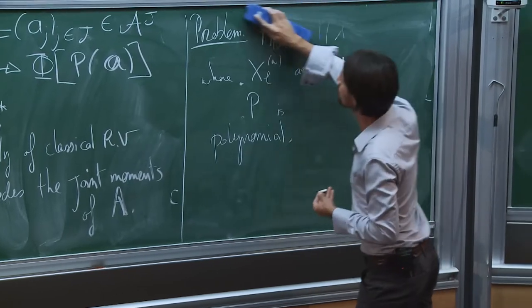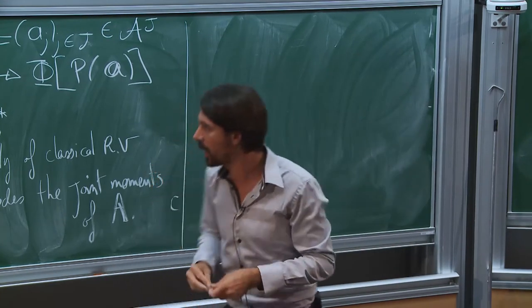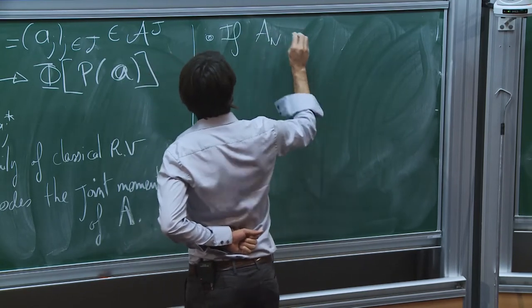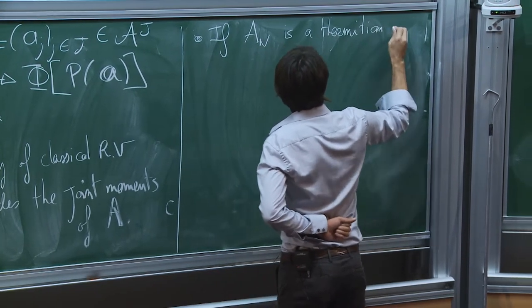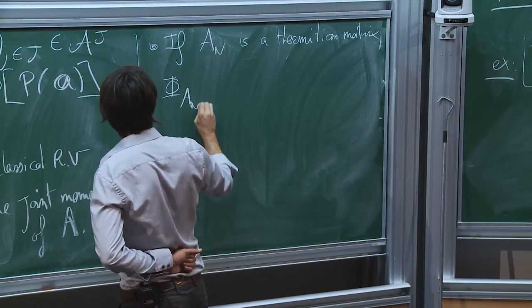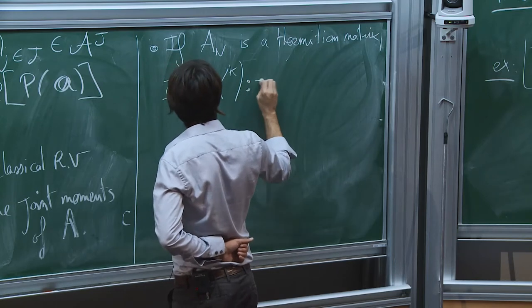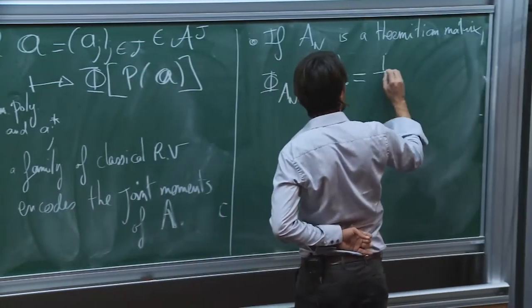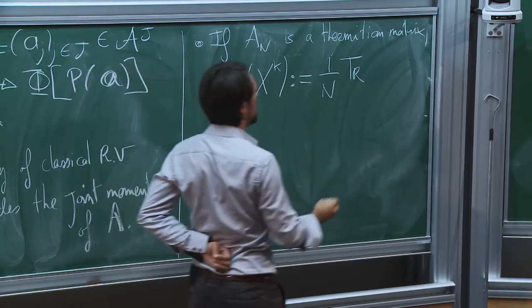For a random matrix, we can relate this notion of non-commutative distribution with the notion of the eigenvalue distribution. If A_n is, say, a Hermitian matrix, phi_n of the polynomial x^k, by definition, let's take the first definition, is 1 over n the trace of A_n to the power k.